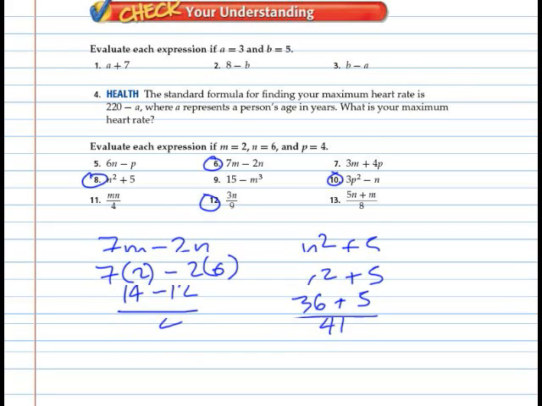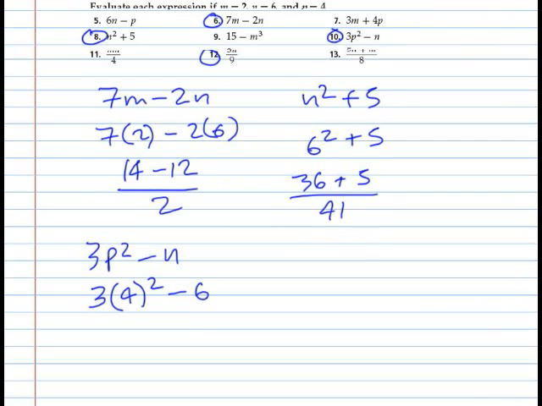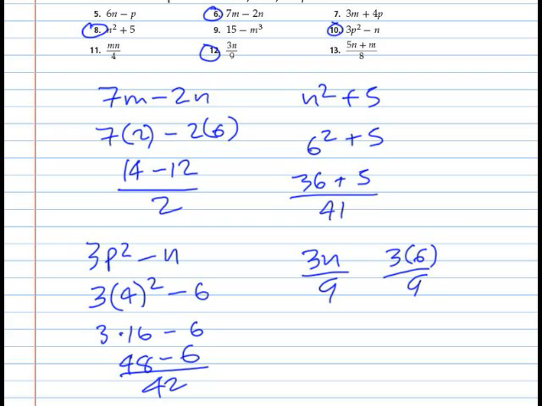Number 10, 3p squared minus n. If p is 4, this becomes 3 times 4 squared minus n, which is 6. 3 times 16 minus 6 becomes 48 minus 6, which is 42. Example 12, 3n divided by 9. Again, n equals 6, so it's 3 times 6 divided by 9, which is 18 divided by 9, which is 2.